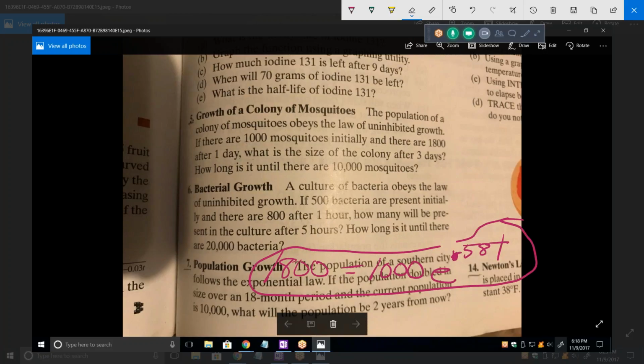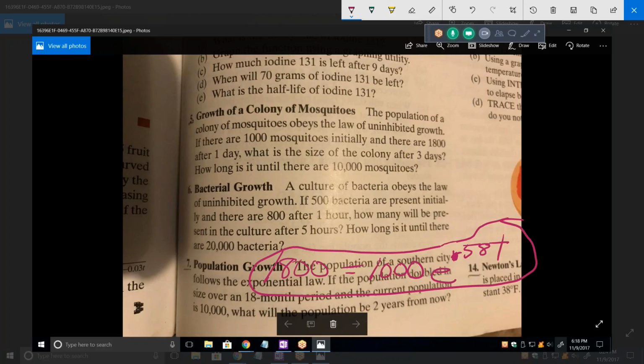And notice, if I test it, it's going to work. In other words, if I put in 1 for t, I guarantee you e to the 0.58 power is 1.8. And that's how 1,000 grow to 1,800, even though at a growth rate of 58%.